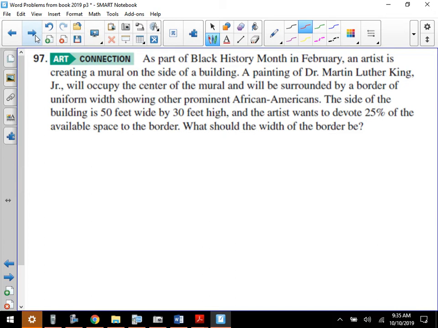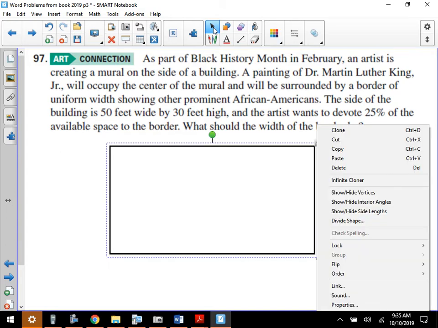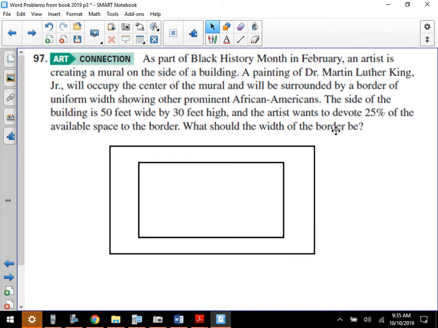So here you've got the building. The building is 50 by 30. And what you want to do is put on that building, the 50 by 30 building, 25% of that area designated as the border. So we know that we want to get the border in here. I wanted that to be 25%. Yeah, because it says of uniform width. Border of uniform width on that one.